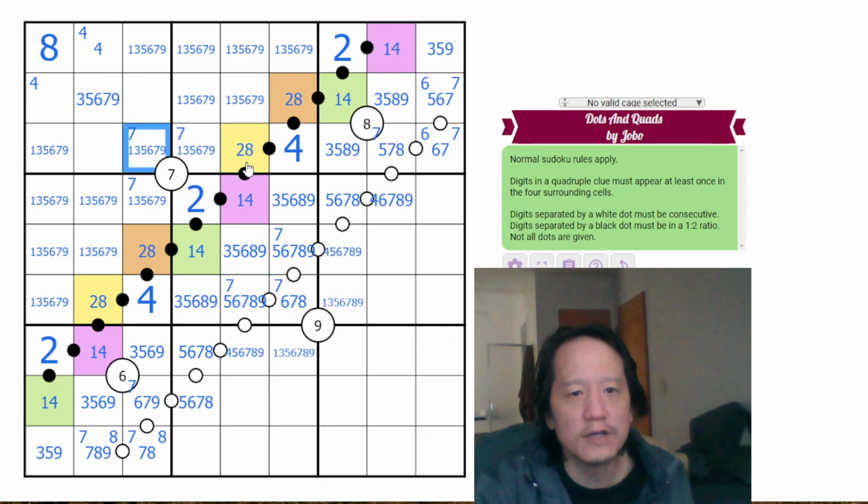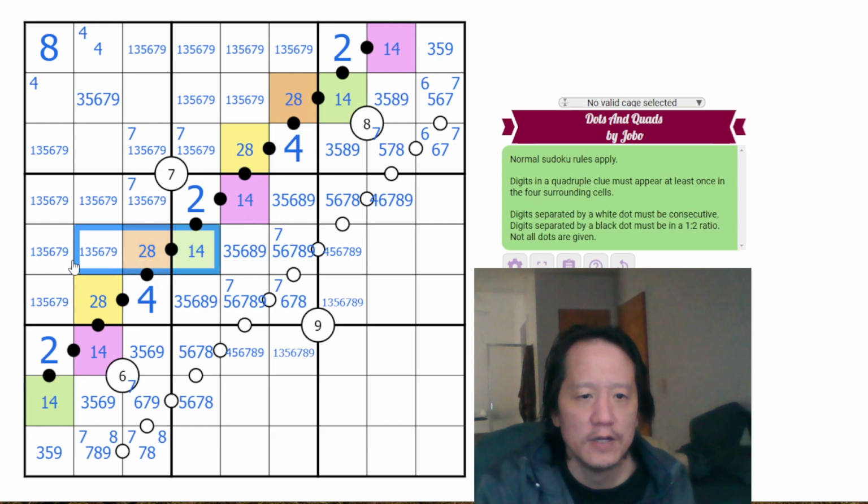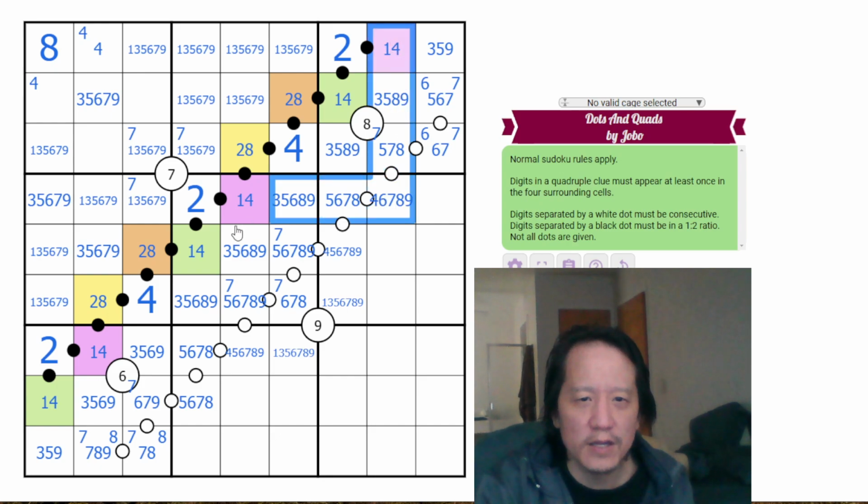This sees pink, doesn't see pink or green. This sees pink or green, so this can't be 1. This sees pink and green, so it can't be 1. This sees both pinks. Okay, that's not good. This sees pink. This sees pink or green, so that can't be 1. This sees pink or green, so this can't be 1.